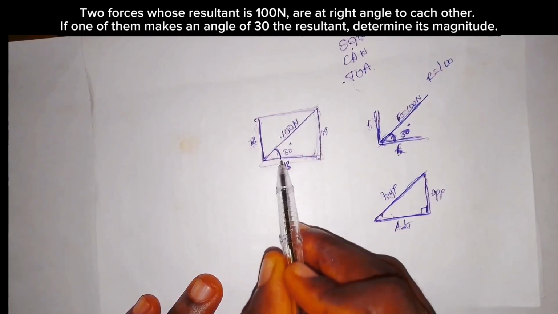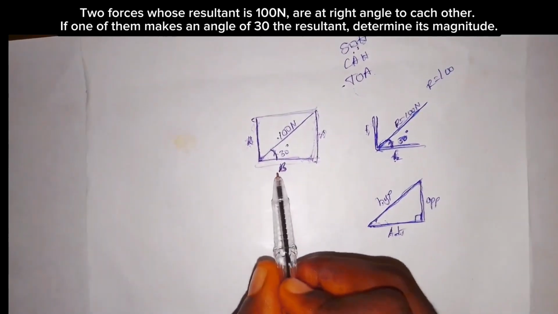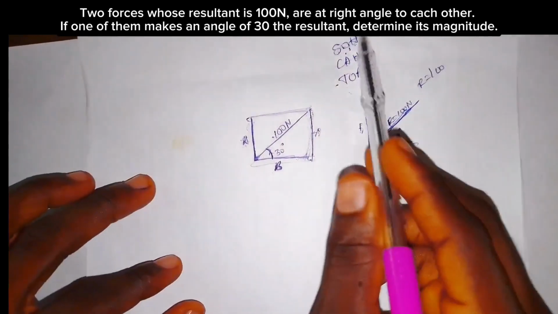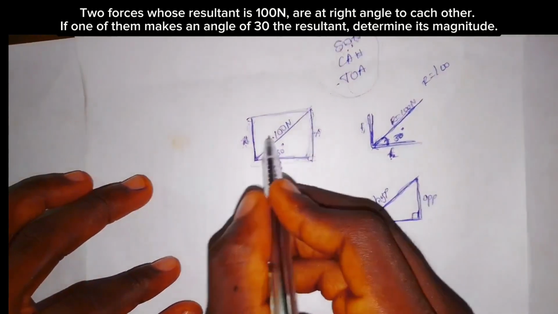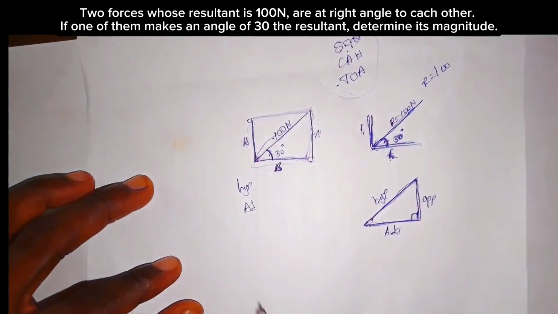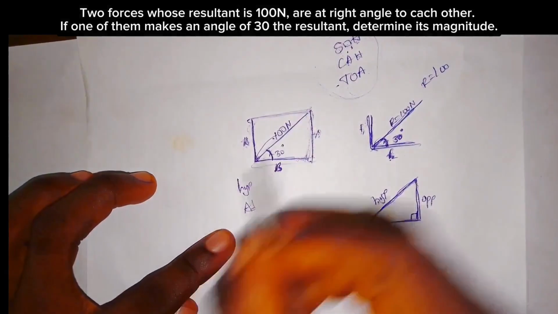Now we are looking for B. Out of these three mnemonics, which one relates hypotenuse and adjacent together? Which one contains hypotenuse and adjacent together? It will be the second one.